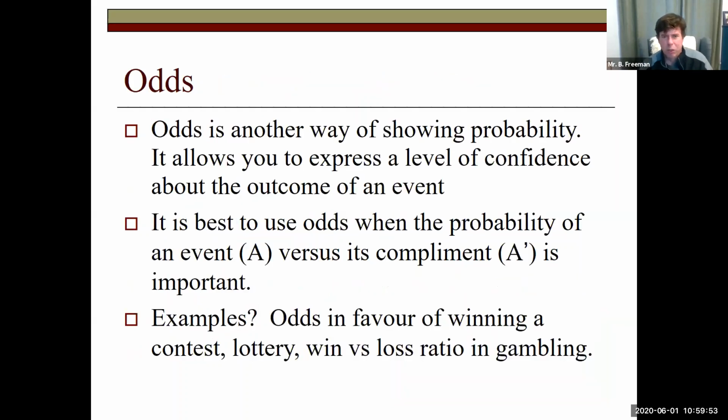So what's some of the language that goes with odds here? Odds is just another way of showing probability, but it also has a confidence value that's there because it shows you the ratio of it happening to it not happening. So it's best to use odds when the probability of an event A versus its complement, A not happening, is really important. And the examples of this are ones that I've already shown, but it's why you see it in contest, lottery, any kind of win versus loss ratio, because the importance of it happening versus it not happening is really what the focus is.